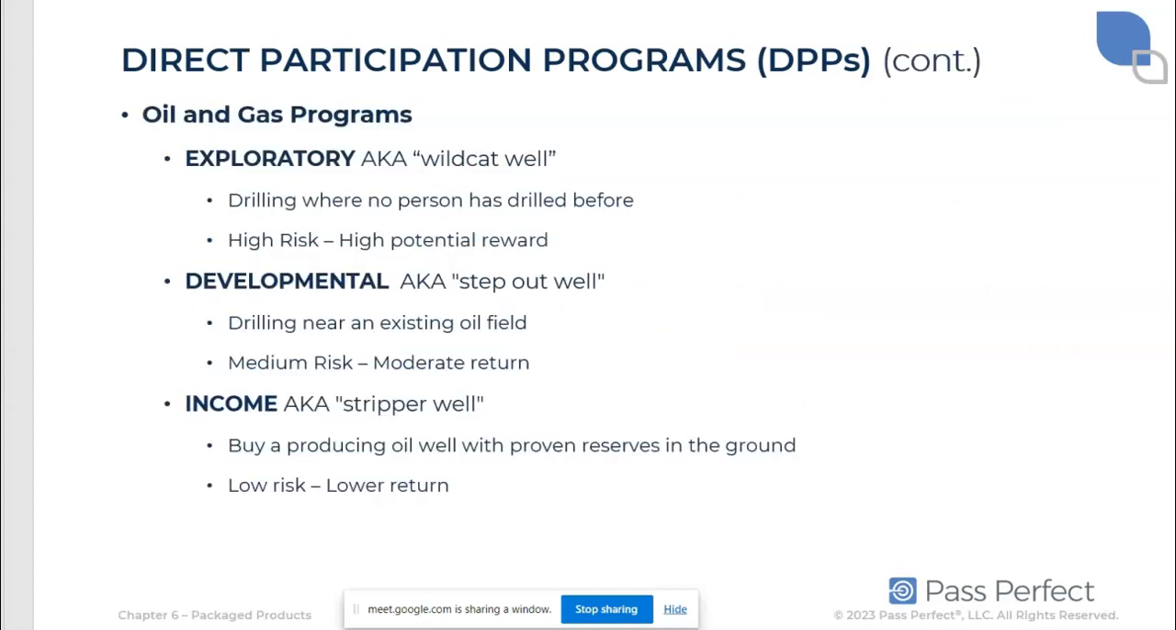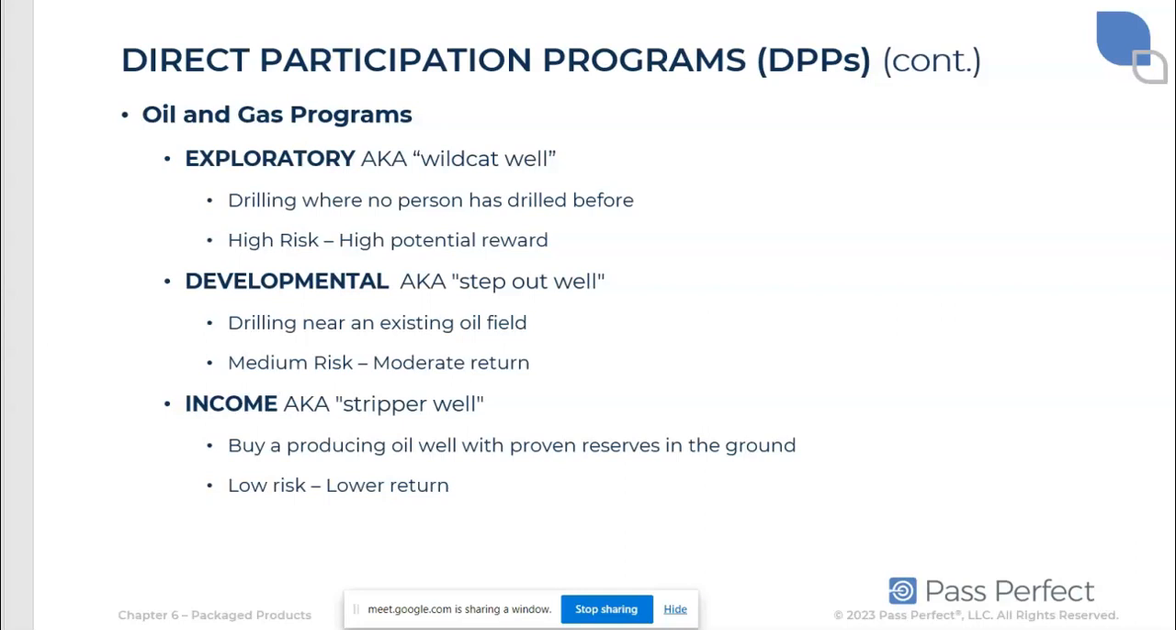Okay, what type of DPPs exist? What type of programs? I suppose anything could be. There's even a pizza place that could be a direct participation program. But for the test, there are 3 kinds. One is oil and gas. Basically, get a bunch of limited partners to put their money together to go drill holes in the ground, and drill for oil and natural gas.